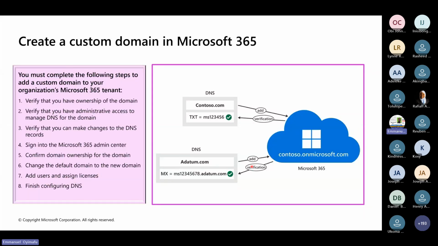Even from the picture here, this is your DNS. From your DNS, you add the TXT record. Once you add the TXT record and it gets verified in Microsoft Entra Admin Center, you see a checkbox telling you that the domain name has been registered. Then, once it has been verified successfully, another record you could add is your MX record. We are going to see what all these records could do.